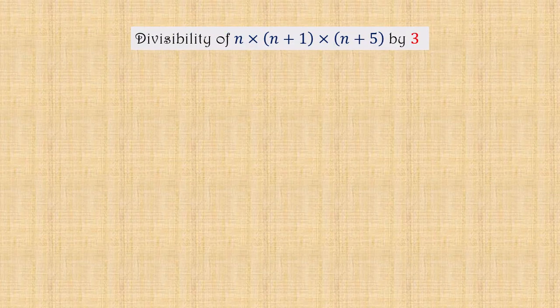As the set of natural numbers can be partitioned into several subsets, we can assume that whatever the natural number n we chose, n is either equal to 3k, or 3k plus 1, or 3k plus 2, such that k is a natural number. So, we can check out the divisibility of each of n, n+1 and n+5 by 3 according to these cases.